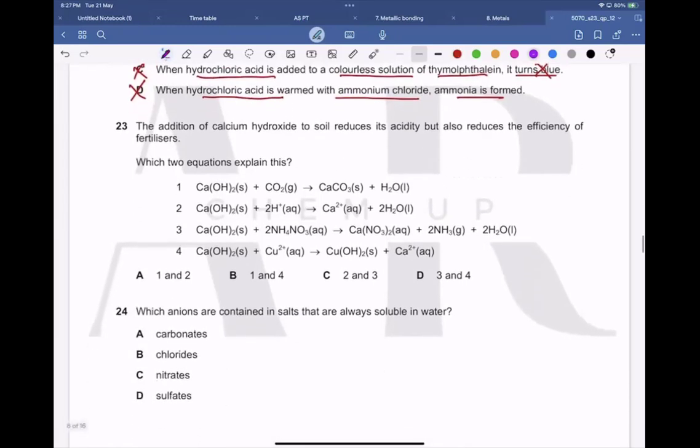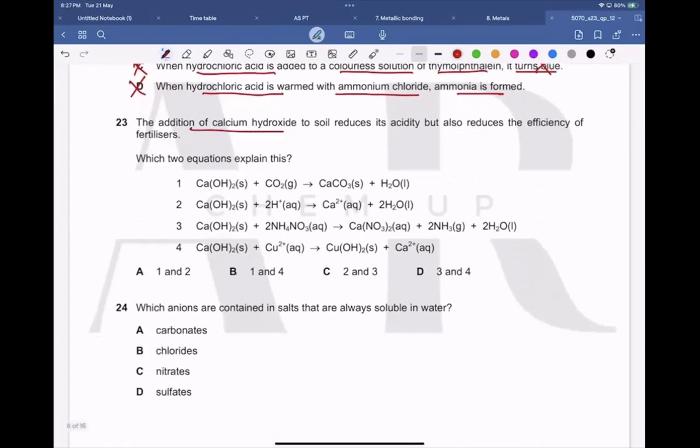Now question number 23. The addition of calcium hydroxide to soil reduces its acidity, but also reduces the efficiency of fertilizer. Yeah, because it liberates the ammonia from the ammonium ion because it's a base, it's an alkali, right? Right. Which two equations explain this? So reducing the acidity of soil means reacting with an acid. So here it is reacting with an acid. So this is the one, and reduces the efficiency.